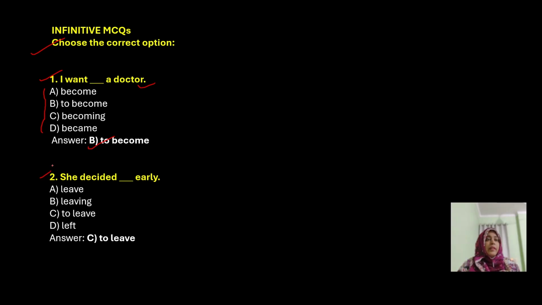Now, second question is, she decided dash early. You can see decided is the fixed verb. Now, what will come? She decided to leave early. Fine. Now, coming to the next sentence. Third sentence is, he came dash me. What will the answer be? A, B, C, D. He came to meet me.